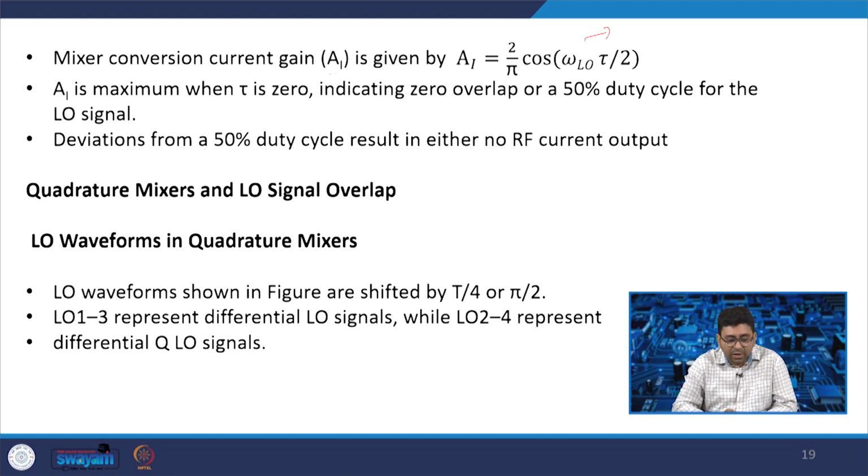So your A_I is a maximum when tau is 0, indicating a 0 overlap, or for a 50% duty cycle for the LO signal. There are two possibilities: we can either have a 50% duty cycle or a tau of 0. In that case there is no overlap and we will have a 50% duty cycle. A deviation from a 50% duty cycle results in a reduced RF current output.